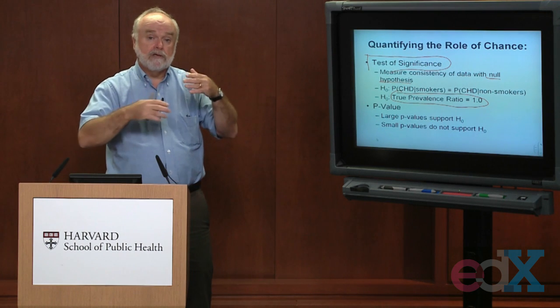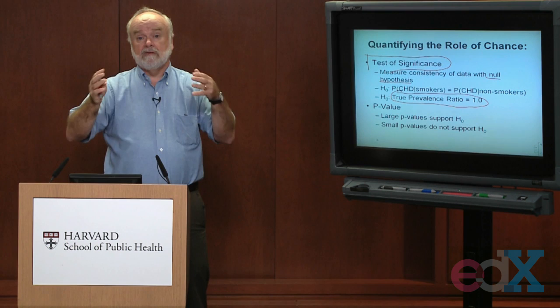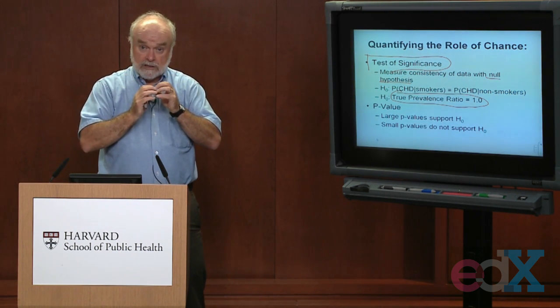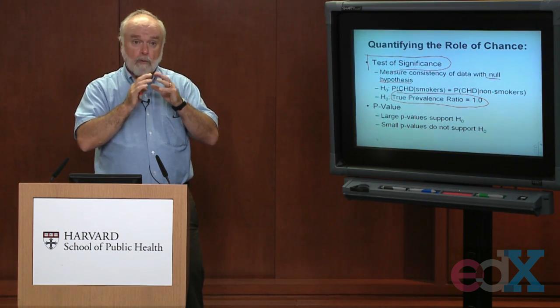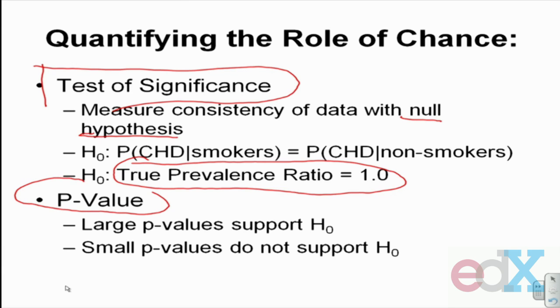How consistent is our data with that null hypothesis? That's what a test of significance is trying to do for you. Marcello is teaching you about various tests of significance, chi-squared test, t-test, various tests that statisticians use to measure associations. I'll leave that to his lectures to describe where it comes from. But what we develop from a test of significance is a p-value, a number that reflects how consistent our data is with the null hypothesis.